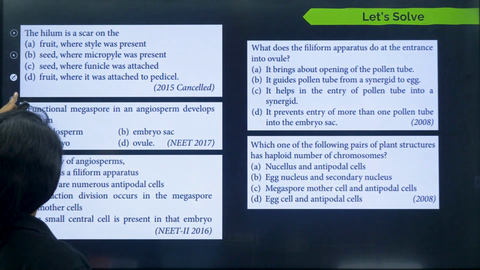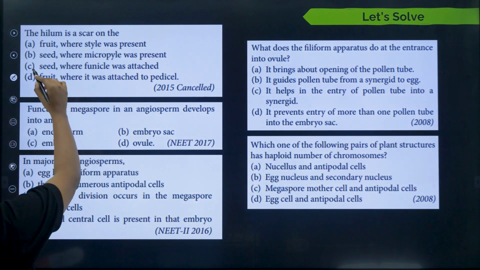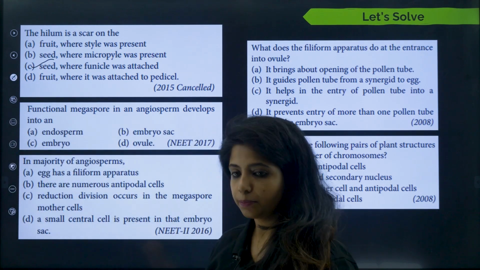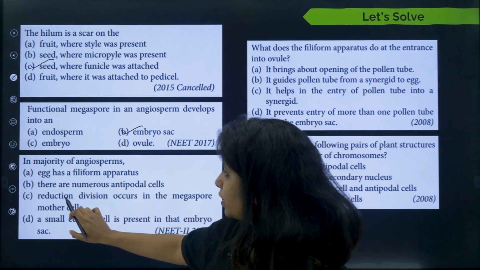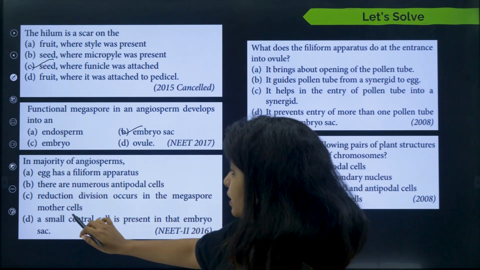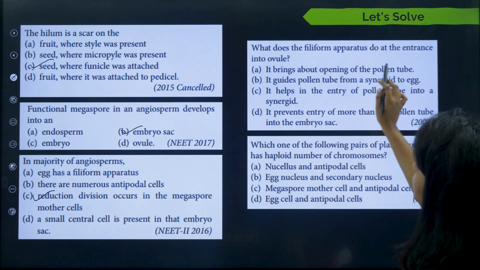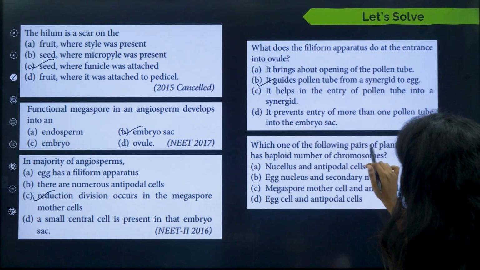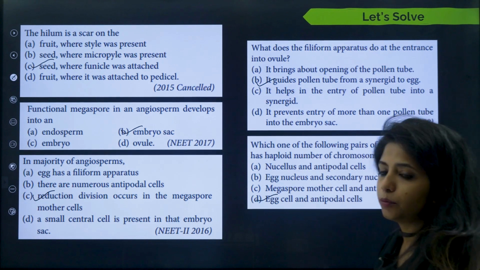So these were the number of questions, children. I hope you know the answers. For your better understanding, I'll just tick the answers. Functional megaspore in angiosperms develops into an embryo sac. In majority of the angiosperms, where is it? Reductional division occurs in the megaspore mother cell. What does the filiform apparatus do at the entrance? It guides the pollen tube from the synergid to the egg. Which one of the following pairs of the plant structure has haploid number of chromosomes, children? It is egg cell and the antipodal cell.